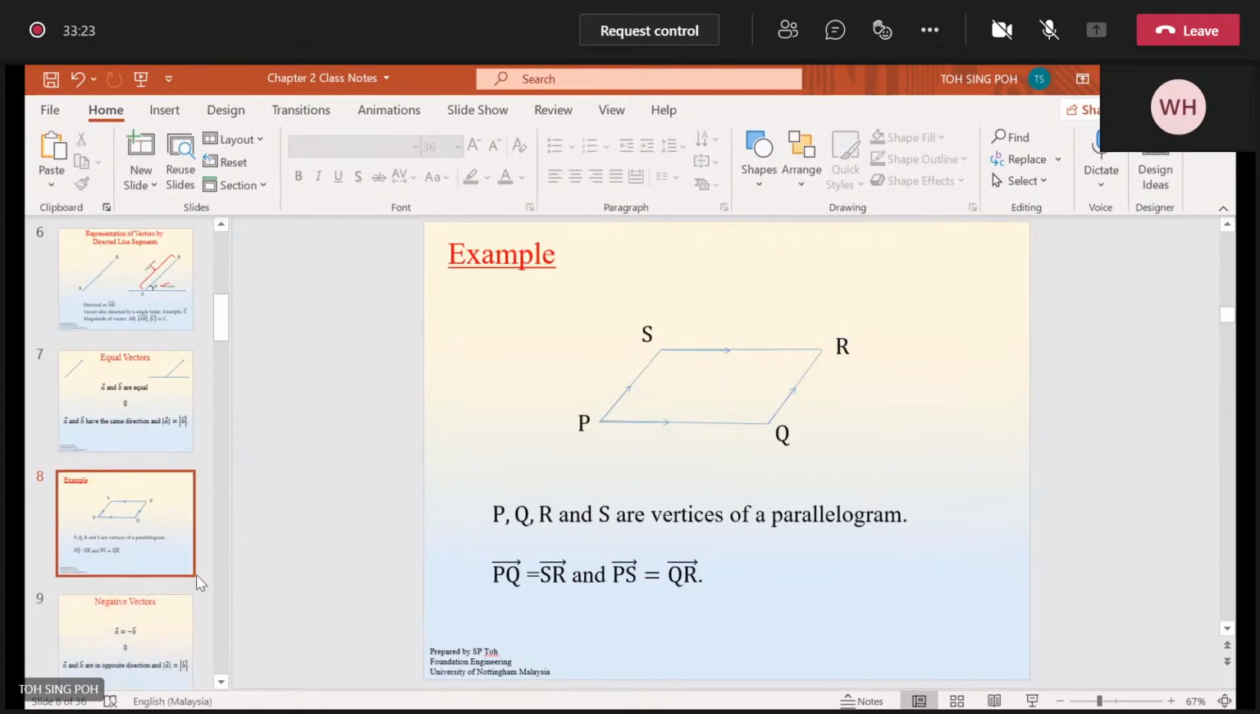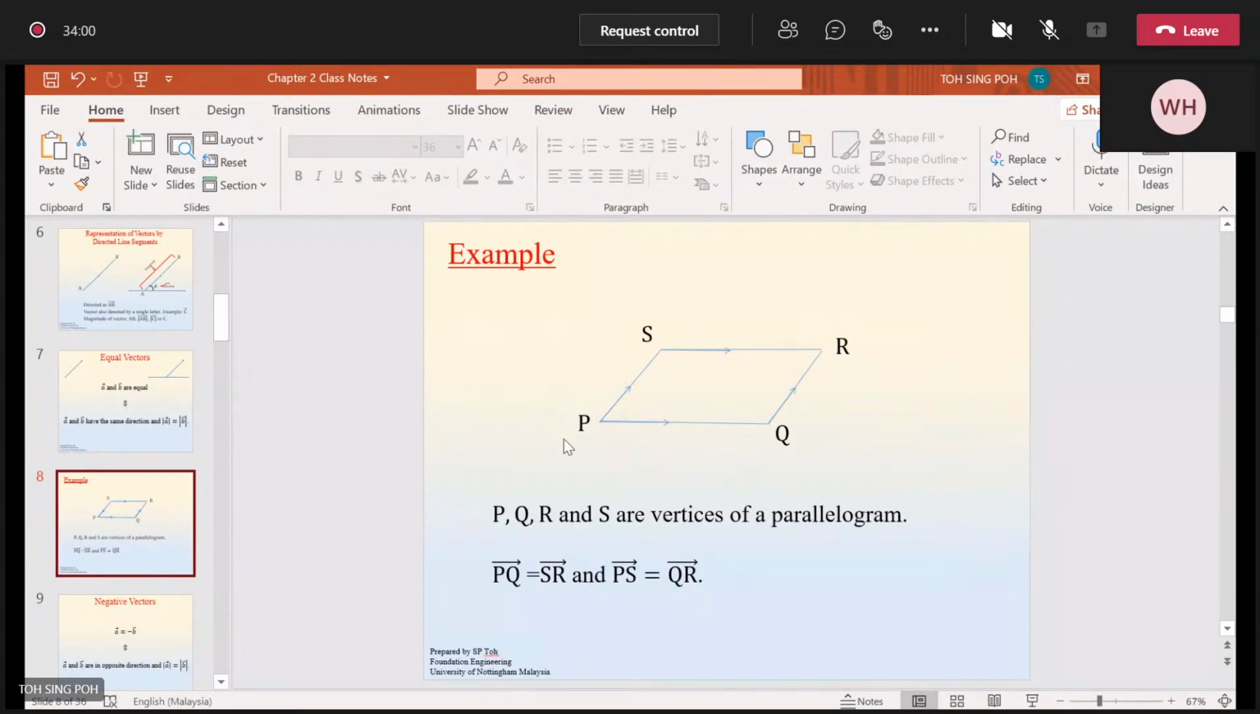Now, an example. We have P, Q, R, and S. These are four vertices, four points. P, Q, R, and S are the vertices of a parallelogram. I hope you still remember that I mentioned before, by our convention, we denote or label the vertices of a geometrical object following the anti-clockwise direction.